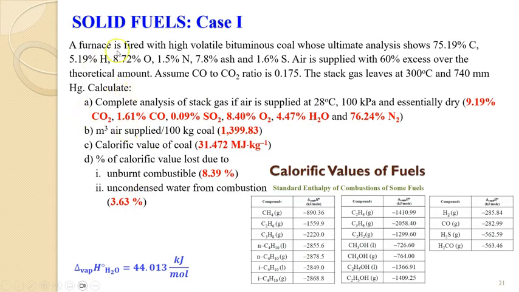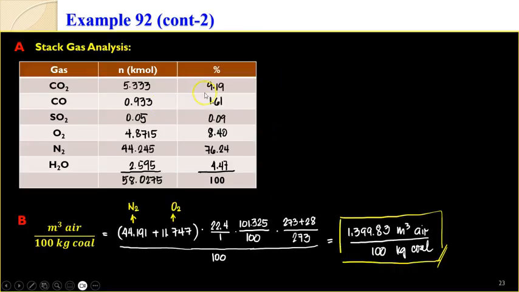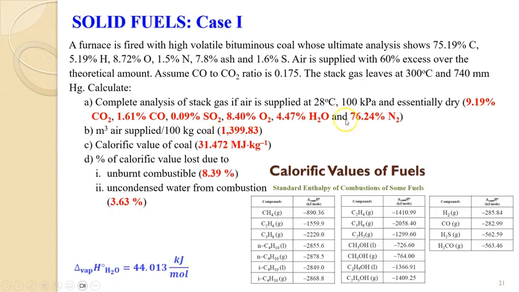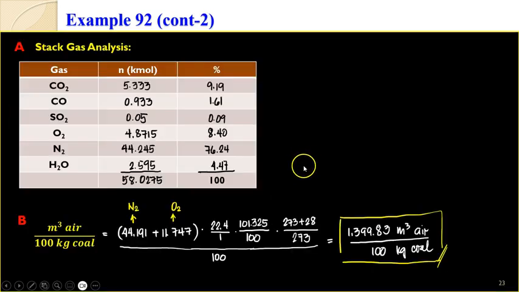This is actually the same as here, letter B. And then 1.61, 0.09, 8.4. So we basically have the same 8.4, 76.24. Yeah, so our values are correct.